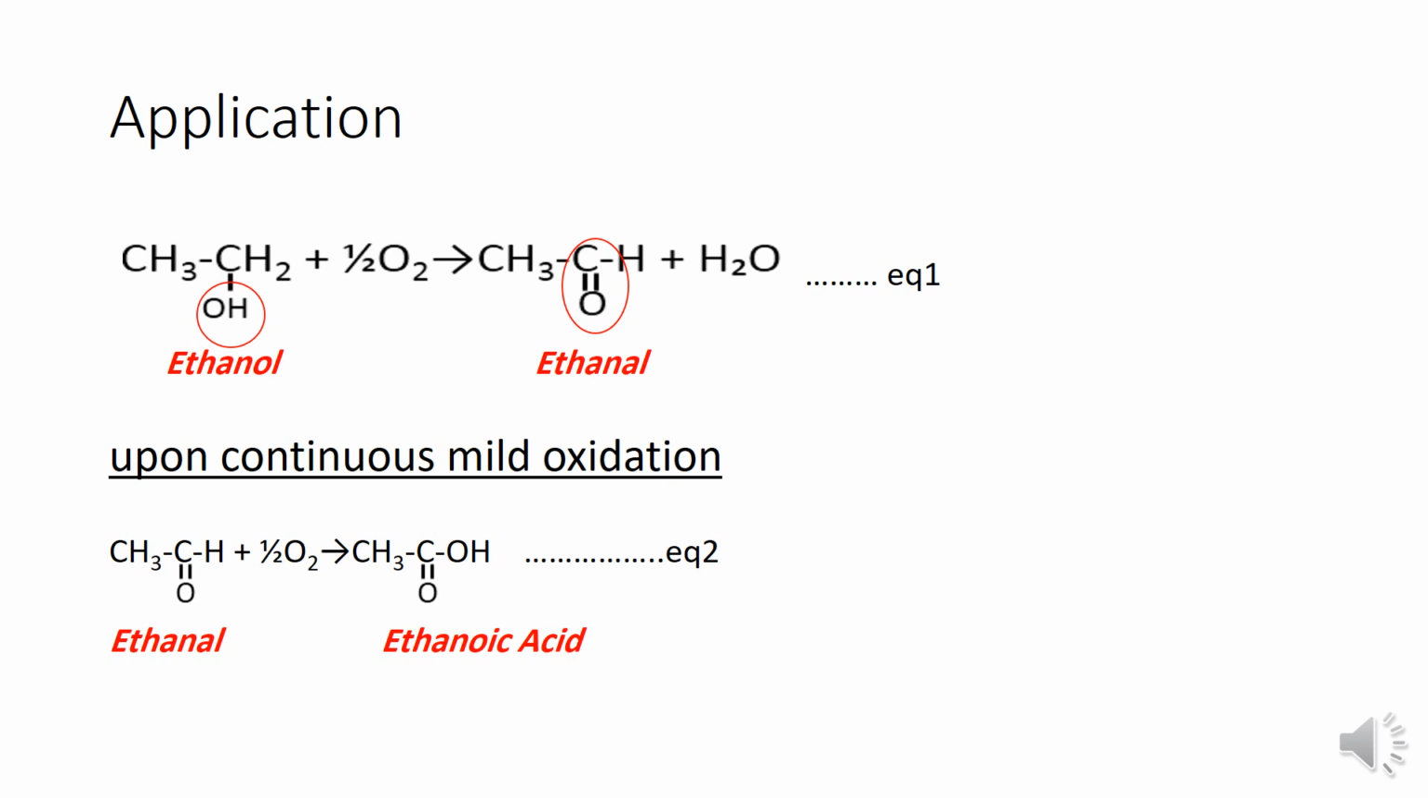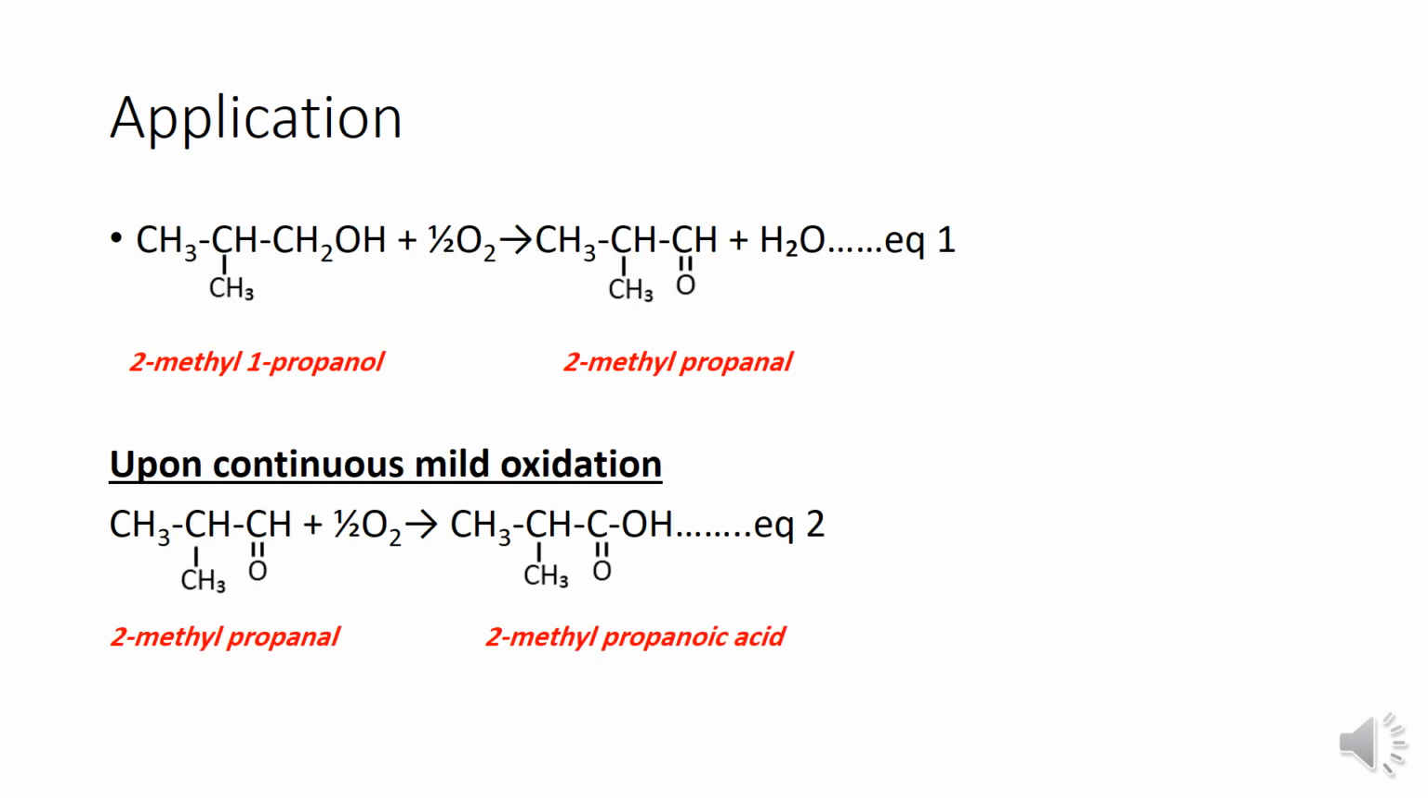Now, upon continuous mild oxidation, the ethanal plus half O2, what does it become? The functional group of the aldehyde, C double bond O, will become C double bond O OH. It is ethanoic acid. The functional group of the ethanoic acid is C double bond OOH, which is called carboxyl group. So here we have primary alcohol gives aldehyde, and the aldehyde gives carboxylic acid.